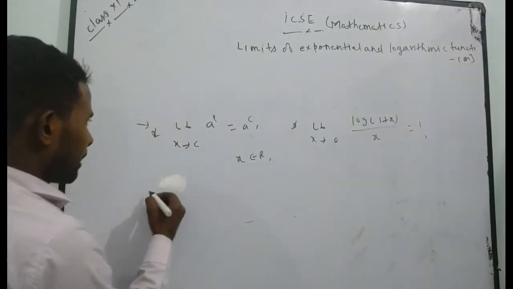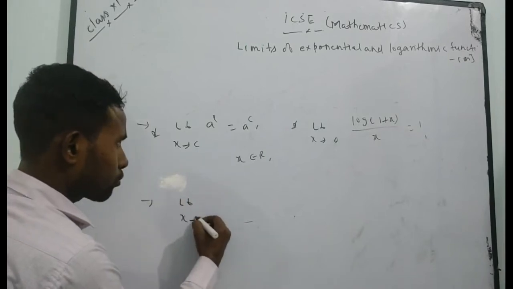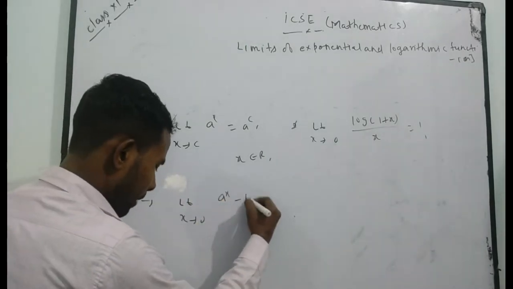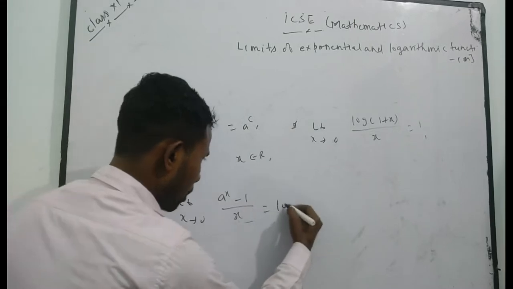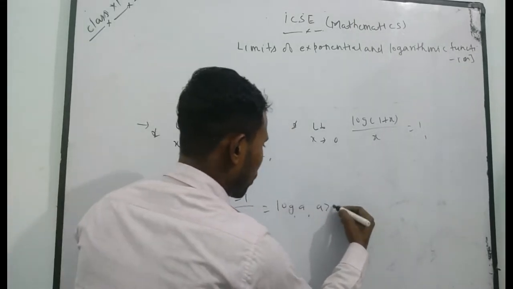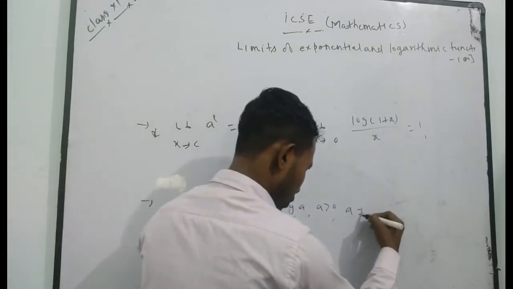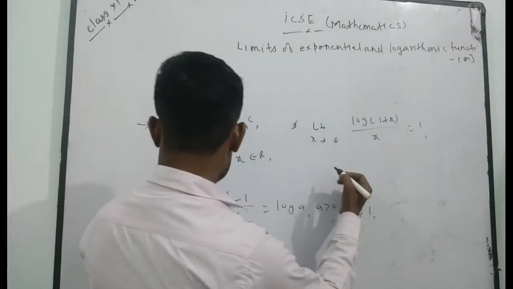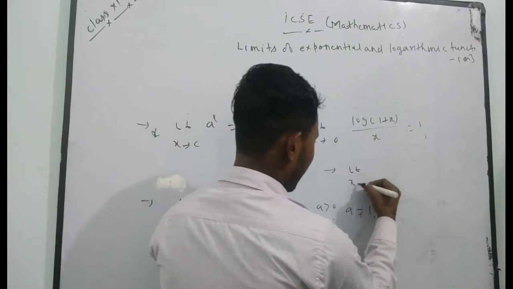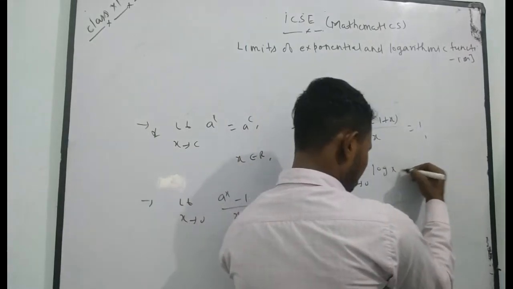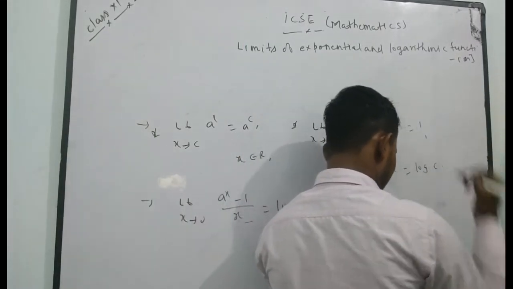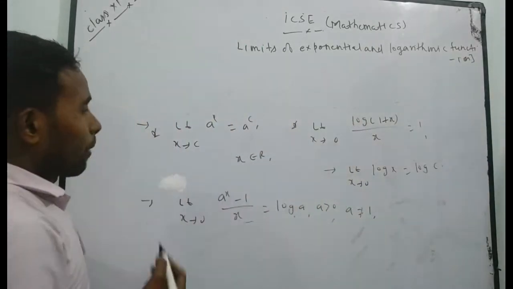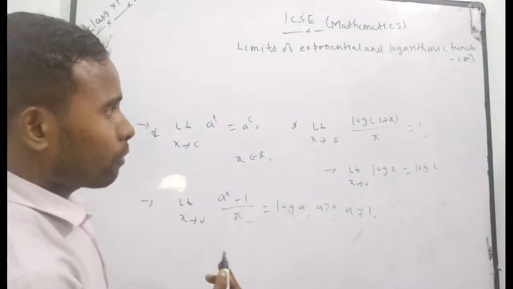and the next formula will be limit as x tends to 0 of (a to the power x minus 1) divided by x is equal to log a, where a is greater than 0 and a is not equal to 1. Finally, the next formula will be limit as x tends to c of log x is equal to log c. Now I want to give you the proof of the formulas one by one.